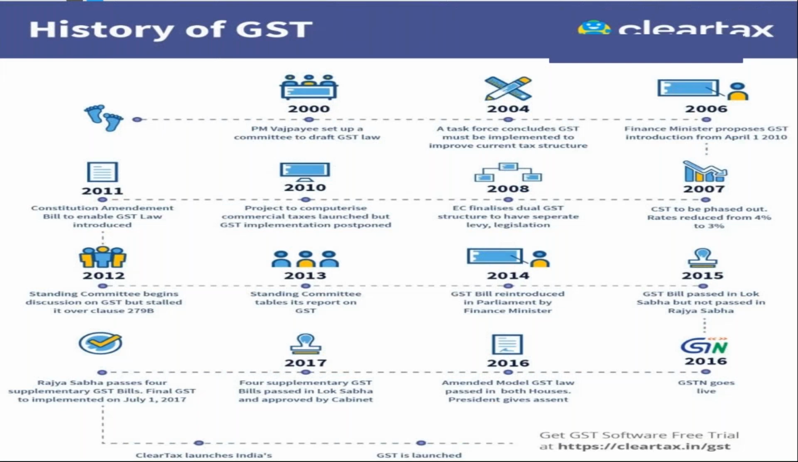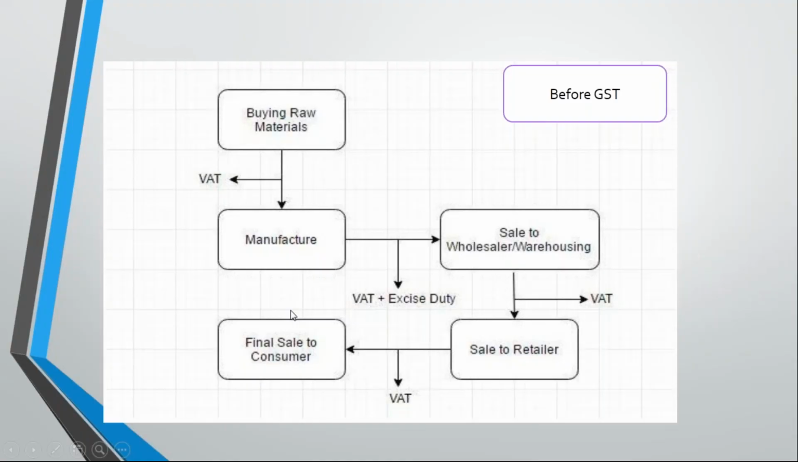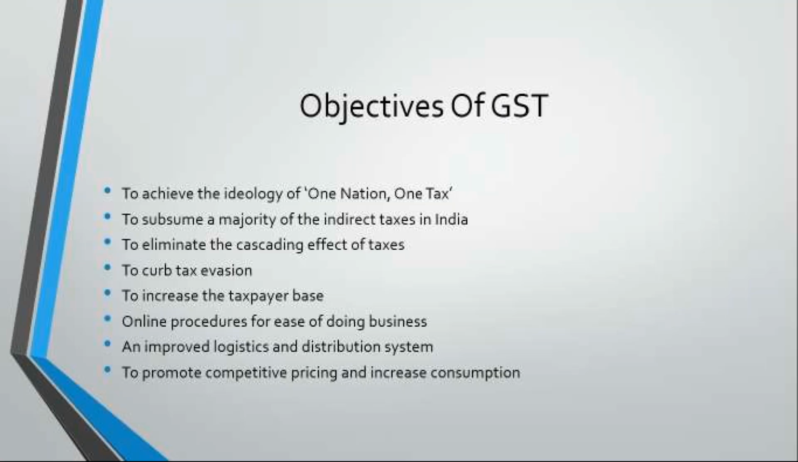As I told you, meetings were held each and every year, 2000, 2004, like this. Finally, a bill was passed in the year 2017, and it came into the picture from there. These are the objectives, as I said: one nation, one tax, to remove the effects of filing tax in different places. When I reduce the places of paying tax to a single website, that is goods and services tax, gst.gov.in, everyone will have to pay tax there itself.